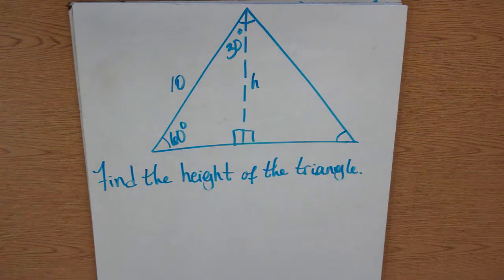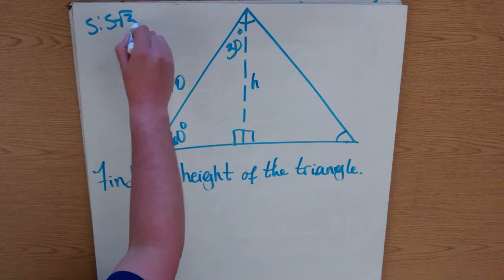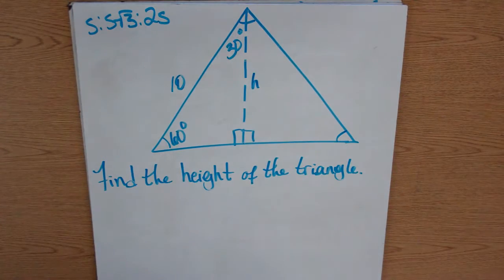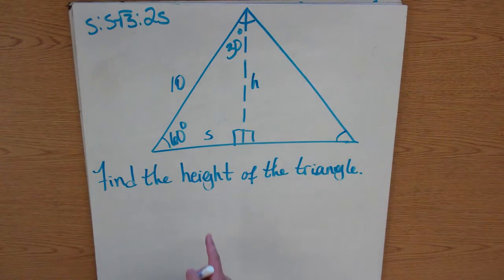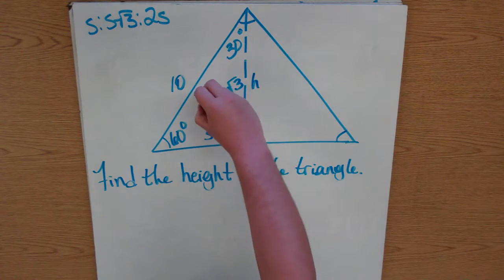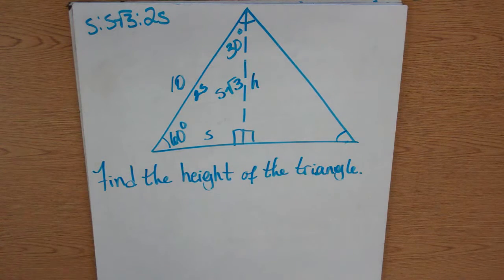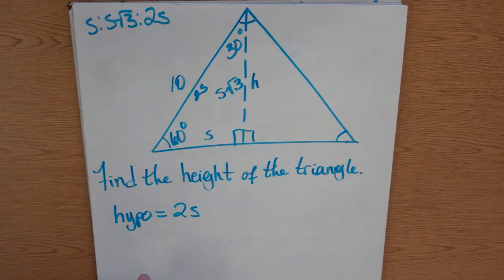So now, if you remember, our ratio is S, S times the square root of 3, and then 2S. Remember, S is your shortest side. It's across from your smallest angle. So this is S. Across from the 60 is S times the square root of 3. And then your hypotenuse is 2S. Now, S you can look at as standing for short leg. So we know that our hypotenuse equals 2S, or 2 times our short leg.